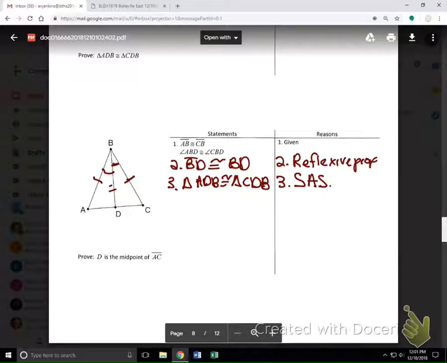So now we've proven our triangles are congruent. Our ultimate goal is to show that D is the midpoint of AC. So on our list on the back of that triangle page, I had you write out what you need to show a midpoint. Yep, you need to show two congruent segments. So for this to be the midpoint, I have to show that AD is congruent to DC. So how can I say that AD is congruent to DC?